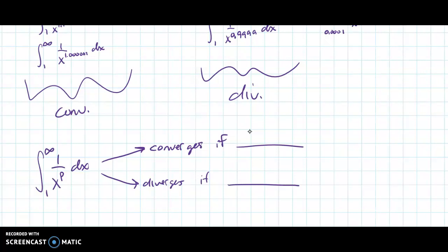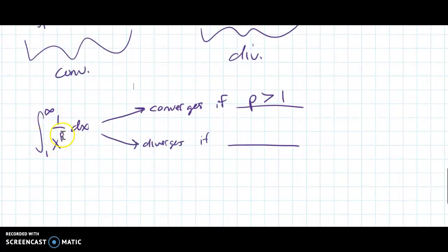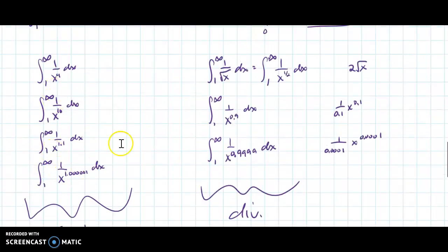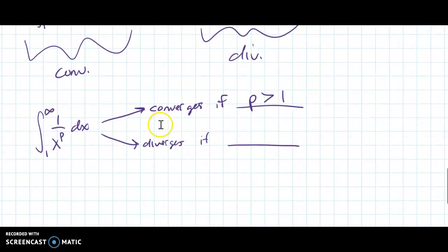So hit pause, go ahead, do it. Okay, hopefully you wrote, it converges if p is greater than 1. Why is that? Because it will give me this value that will do what these do here, right? Notice all of these are greater than 1. All of these are less than 1. And then you should see that if p is 1, it diverges. So come down here, it diverges if p is less than or equal to 1.